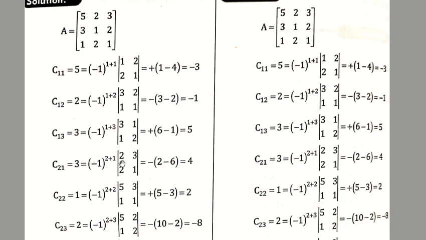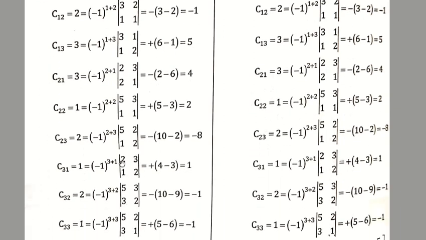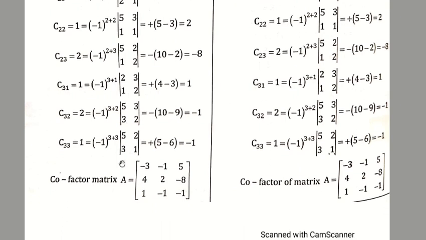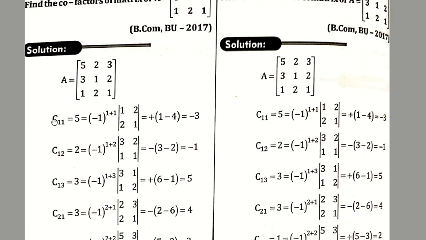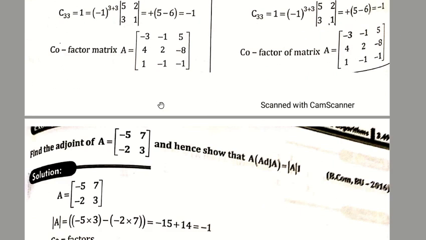So like that you will find the cofactors for each and every element. Therefore finally you get the cofactor of whichever we have found out. So C11 will be minus 3, the first row and first column will be minus 3. So like that you will write down the value that we have found out for each element in the matrix. So thank you everyone.